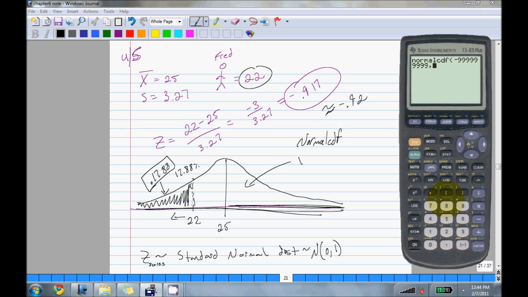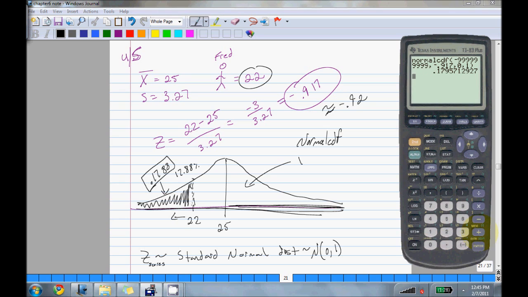Negative 0.917. That's our z-score. Okay, this is the first thing we're doing. We're just going to do the z-score now. Okay, so we know the z-score. With this normalcdf, typically you'd have to type in the mean and then the standard deviation of your value. Well, we know the mean and the standard deviation of the standard normal distribution, the z distribution, right? That's what we converted to with z-scores. So the mean is 0 and the standard deviation is 1.